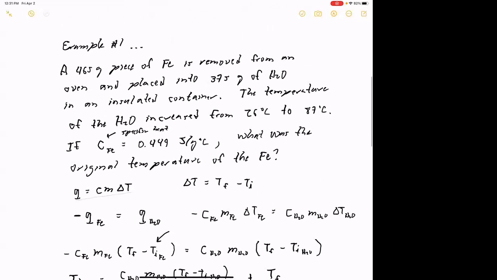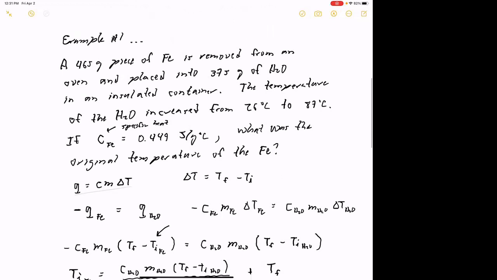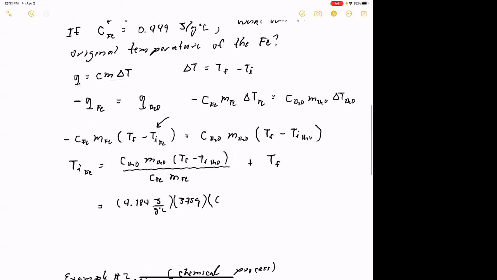Let's go back up and look. Oh, looks like the water increased from 26 degrees Celsius to 87 degrees Celsius. So what do I have to do? I have to take the difference between those two. And when I do, I get 61 degrees Celsius as my delta T. Okay, and come through and divide all that by the specific heat of the iron, which the problem gave us. That was 0.449 joules per gram degree Celsius. All right, times the mass of the iron, and we said that was 465 grams.